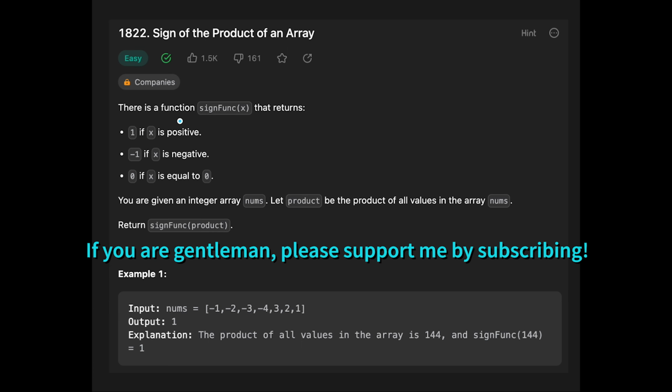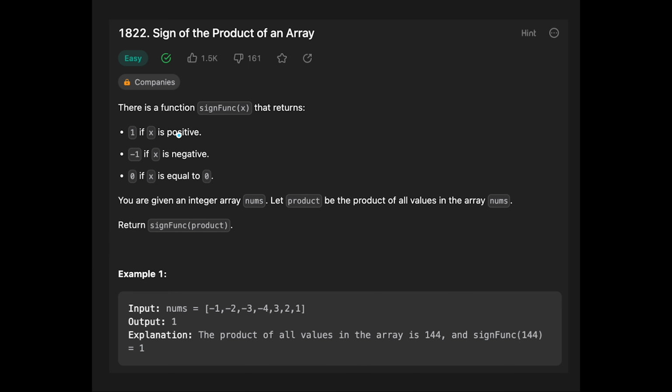There is a function, signFunc(x), that returns 1 if x is positive, minus 1 if x is negative, and 0 if x is equal to 0. You are given an integer array nums. Let product be the product of all values in the array nums. Return signFunc(product).